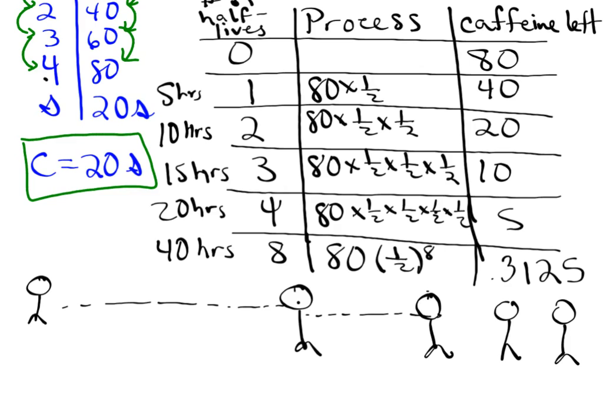We're going to get there. Yep. Well, because I jumped from 4 to 8. Oh. That's why. It would have gone to 2.5 and then 1.25.